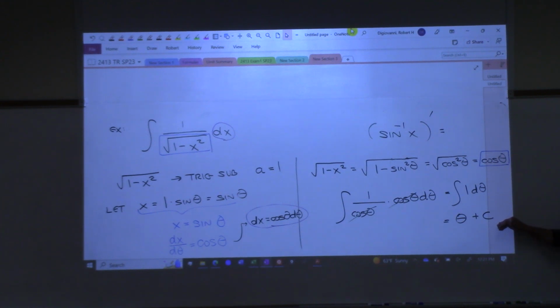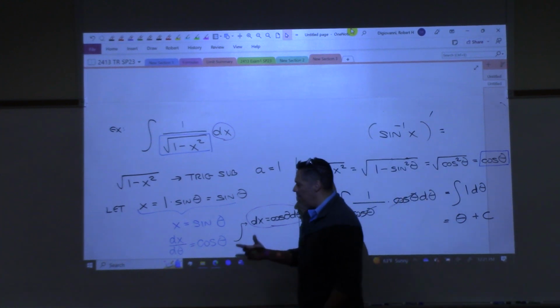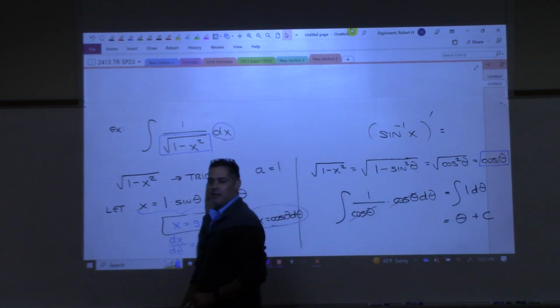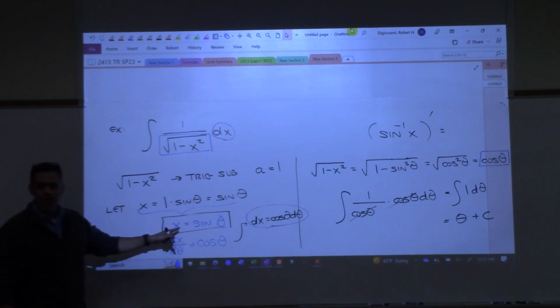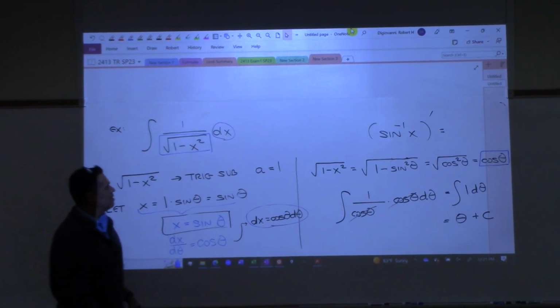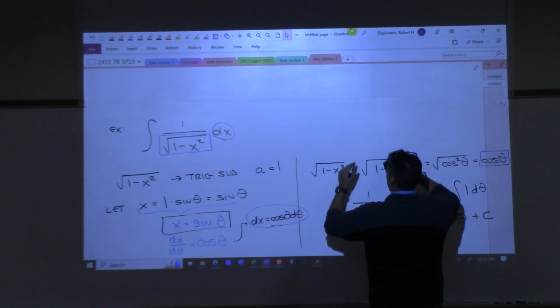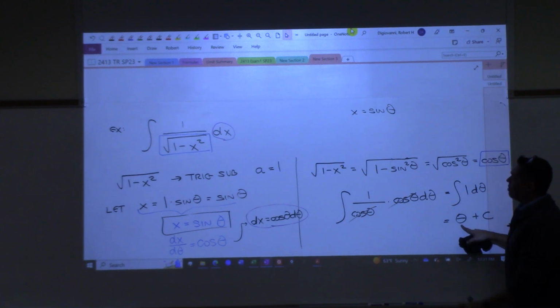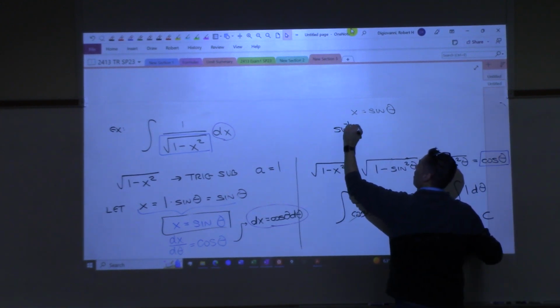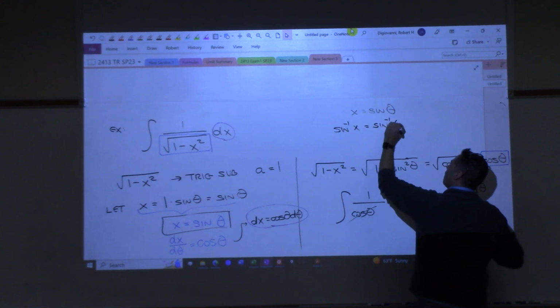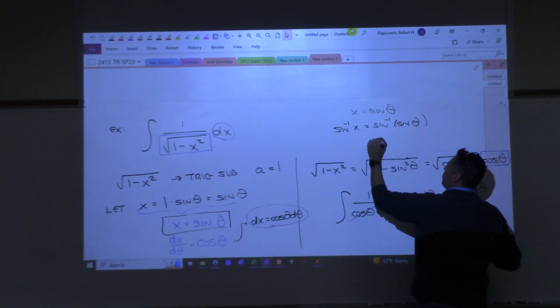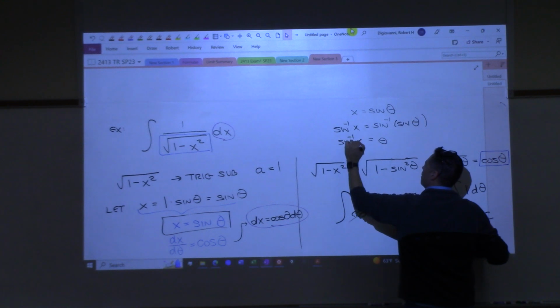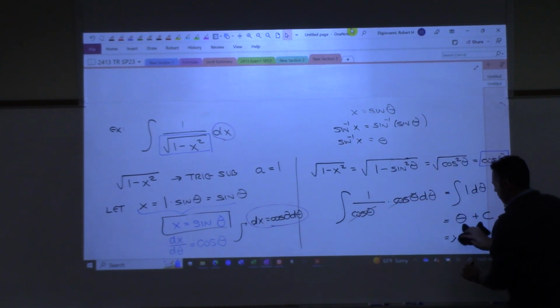That's a problem because our original problem was in terms of x, so I need to get back to x now. Where do I have a relationship between theta and x? Right here. I'd like to solve that equation for theta. X is equal to sine theta. I take inverse sine on both sides, and you get theta over here and sine inverse x here, and that gets replaced, and you have the answer we thought we were going to get.